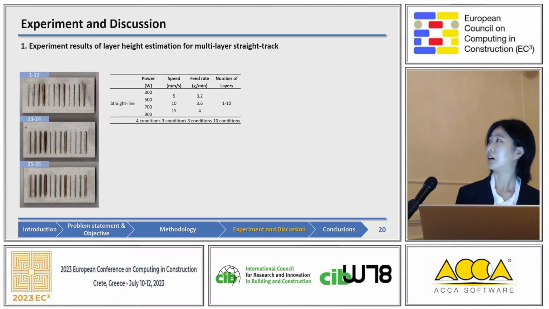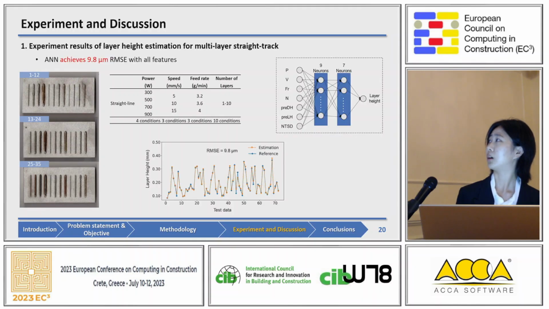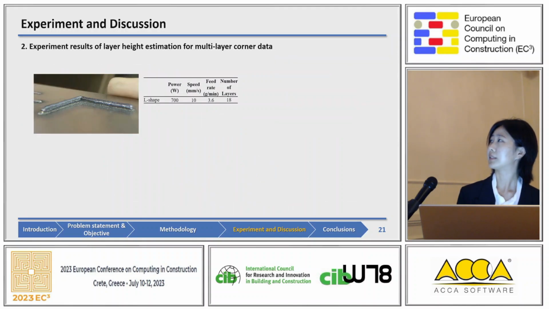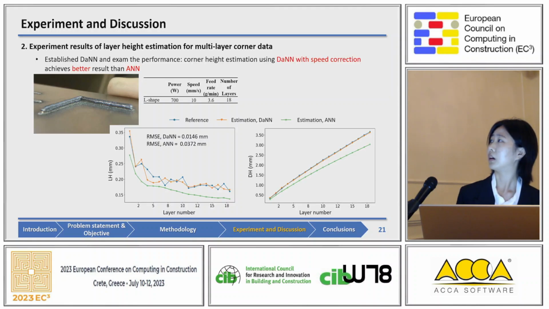And here are the experiment results. For the initial model, we use the straight line data to do the experiment and the test. Here the AM model achieves the best result. And second, we developed the DN model using multi-layer corner deposition. We deposited the L shape, and here are the results. We can see that the DN with speed correction can achieve better results than the AN model.